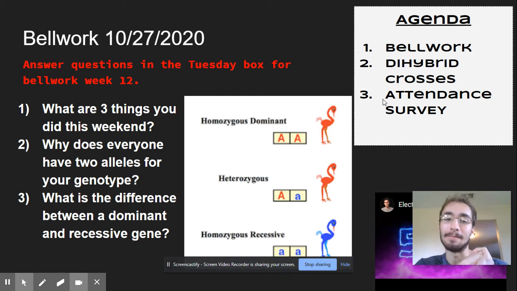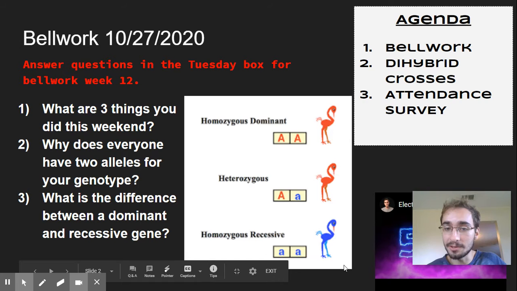So, what we've got today, here are the Bellringer questions. What are 3 things that you did this weekend? Why does everyone have 2 alleles for genotype? So, like 2 letters, not just one. And then, what is the difference between a dominant and a recessive gene? My photo is a hint.